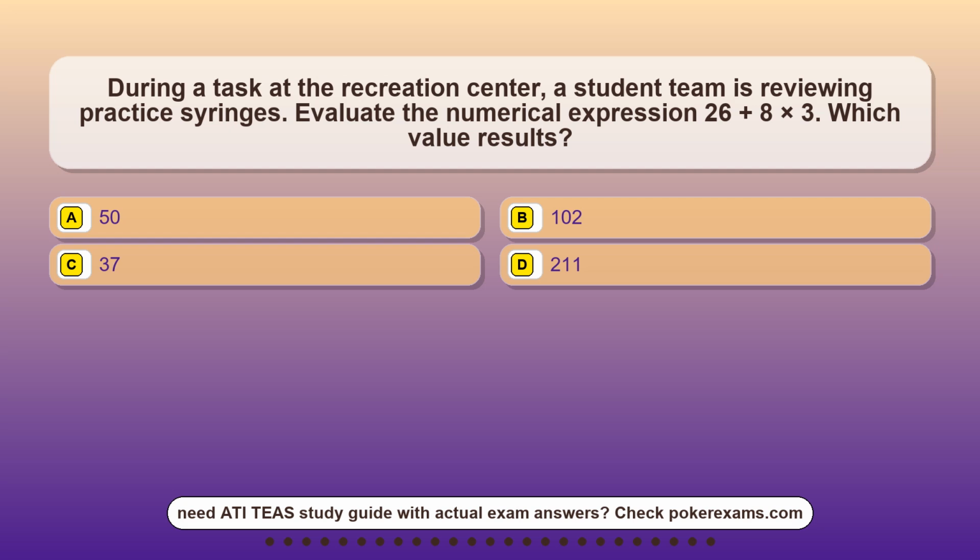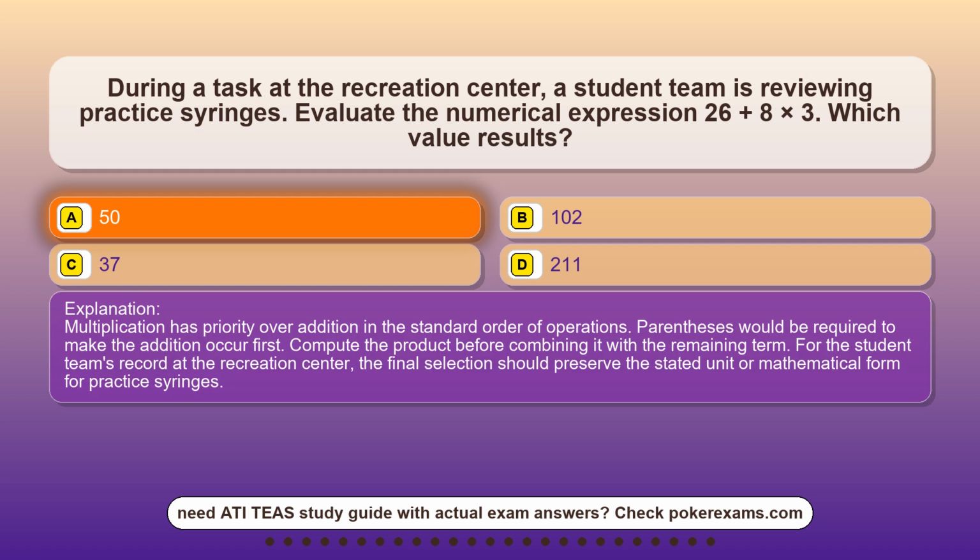Question 1. During a task at the recreation center, a student team is reviewing practice syringes. Evaluate the numerical expression 26 plus 8 times 3. Which value results? Option A, 50. Option B, 102. Option C, 37. Option D, 211. The correct answer is option A, 50.